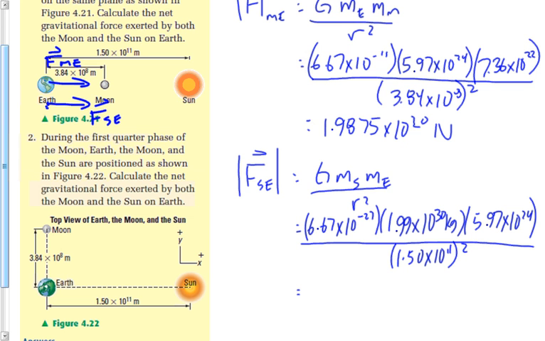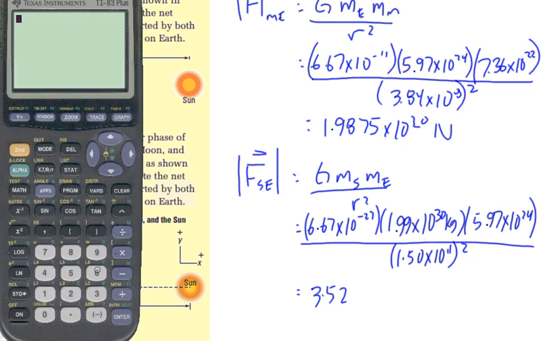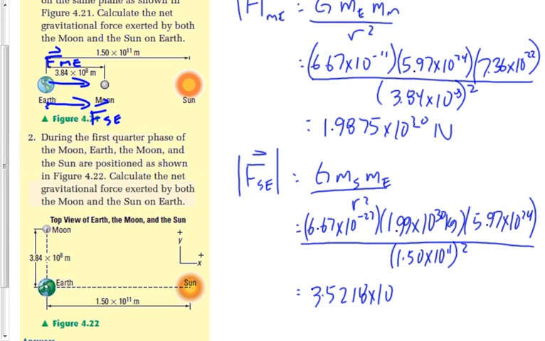What do you get when we multiply all those numbers together? Anybody have that? 3.52. Let's keep going then. Let's get a few more decimal places there. Let's say 6.67 times 10 to the negative 27 times 1.99 times 10 to the 30 times 5.97 times 10 to the 24. Let's divide that by 1.5 times 10 to the 11. And square it. 3.5218 times 10 to the 22.